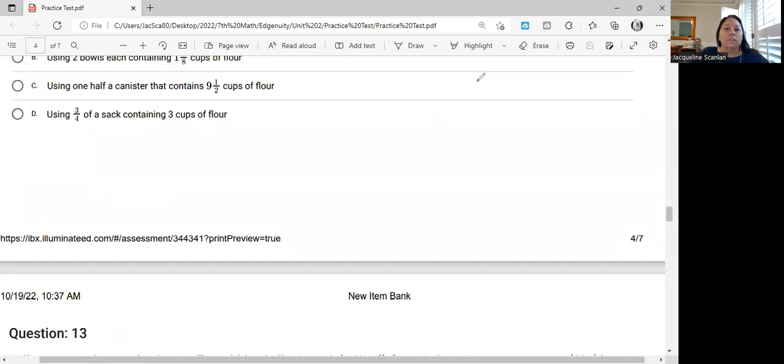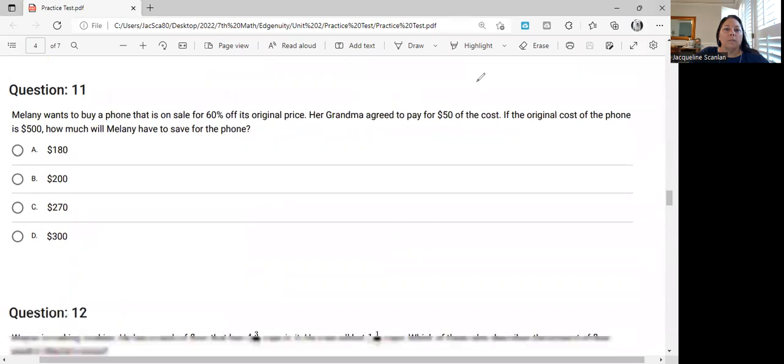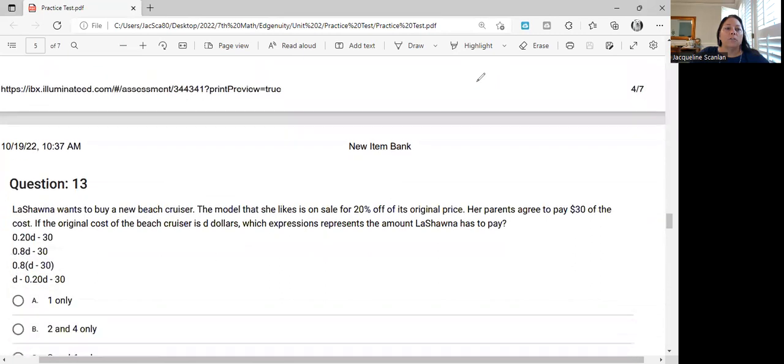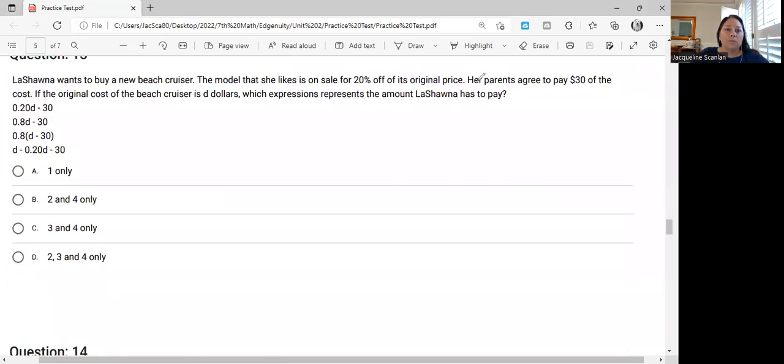Kids, this was just exactly like the problem we just did, question 11. It's almost exactly the same. In question 11, Melanie bought a phone that was 60% off and her grandma paid $50. In question number 13, LaShawna is buying a beach cruiser. It's 20% off and her parents pay $30. So this problem is almost identical.